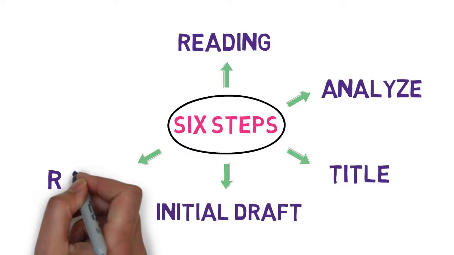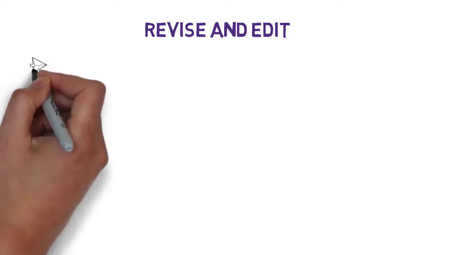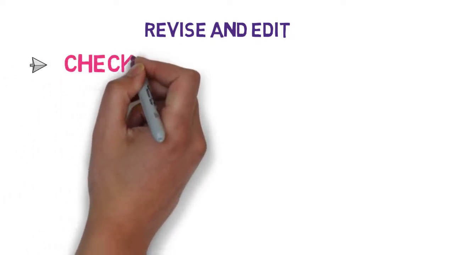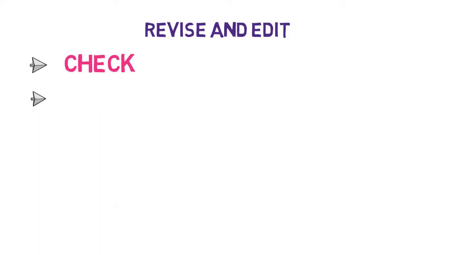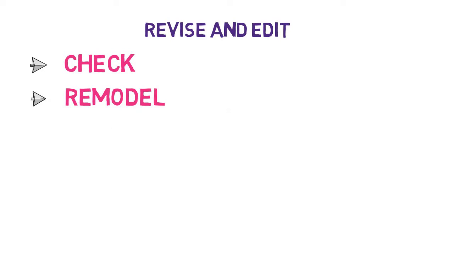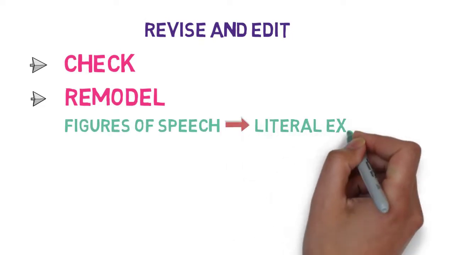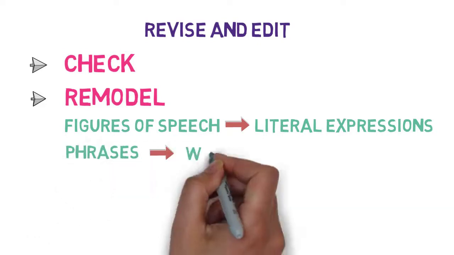Step number 5, revise and edit. Here you need to consider some points in mind. Number 1, check if all the points are included. Number 2, further try shortening the passage. Here we need to do remodeling or rephrasing. There are some techniques of remodeling. First, we can change figures of speech into literal expression. 2, we can alter phrases to words.